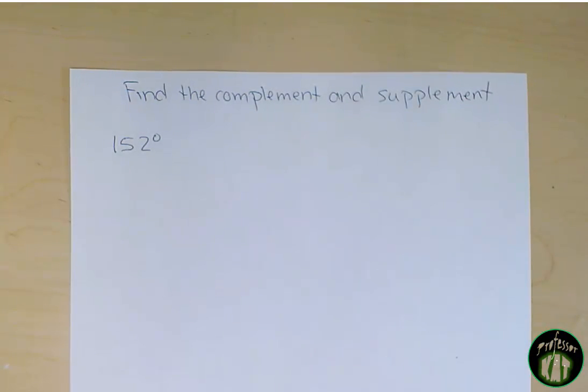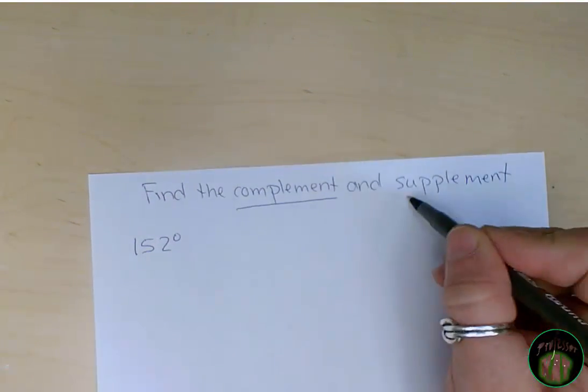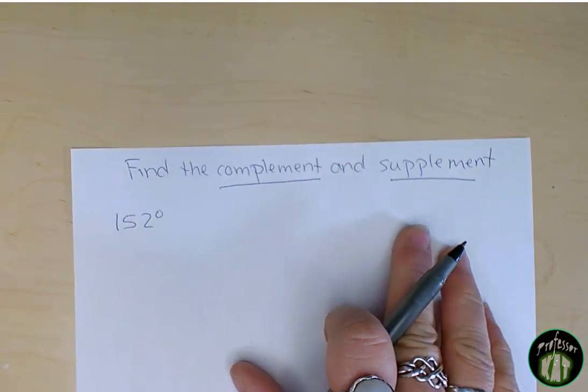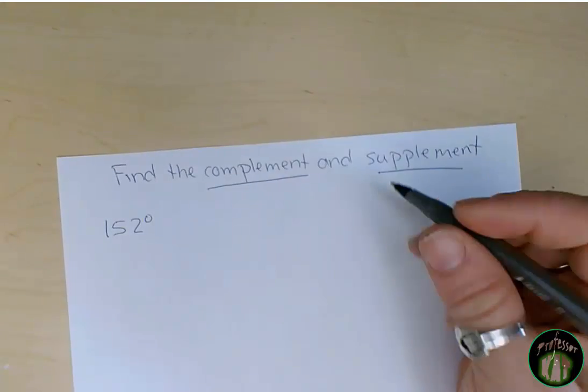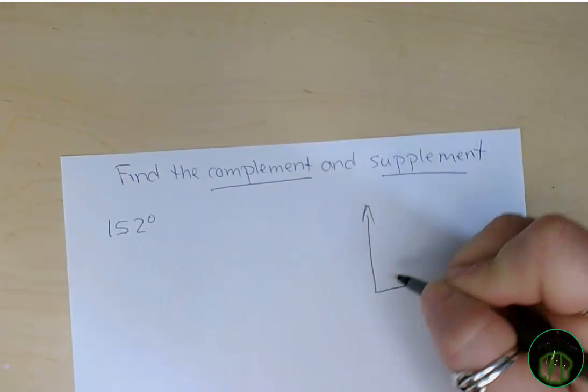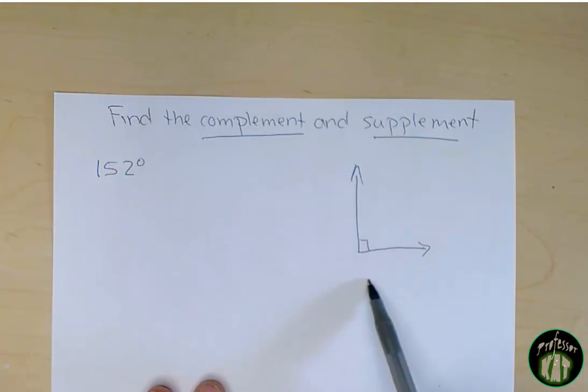All right, so let's talk about how we find the complement and the supplement of a given angle. First, in order to answer that, we need to understand what a complement is and what a supplement is. A complement is two angles that add together to get 90 degrees. So if we have a right angle here, typically signified by a little box in the corner, it says that it's 90 degrees.